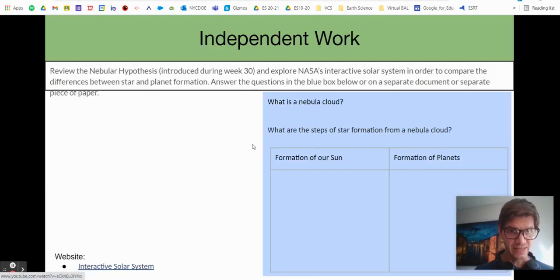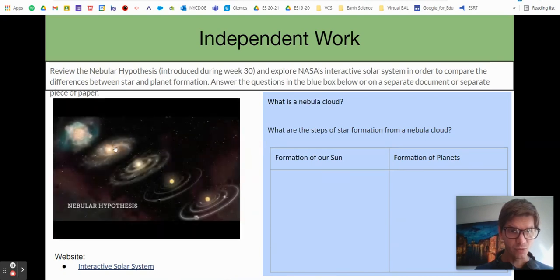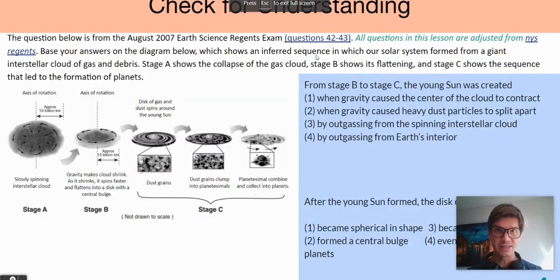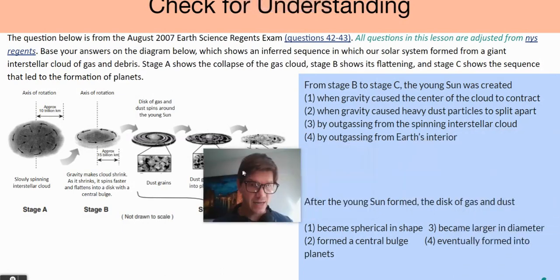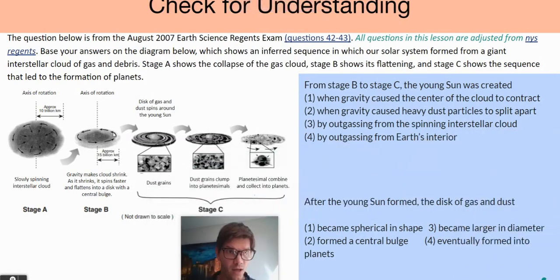But other things in this lesson, moving forward, make sure that you watch the videos. They'll show and explain the nebular hypothesis, which we've already spoken about a couple weeks ago, but this will be a good review. They talk about the formation of the sun and the planets, and then we'll move into these Regents review questions. These are from the lesson, and I added a couple more based on similar content.